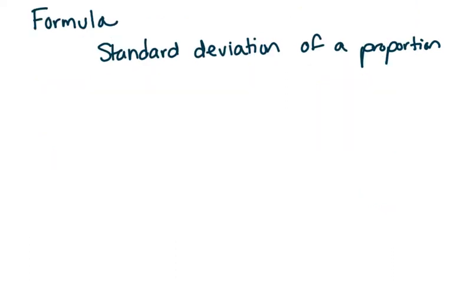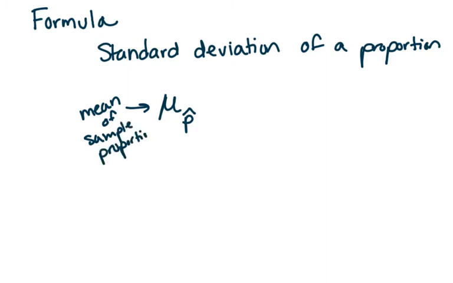Okay, so what does this mean for us? What this means for us is if we can use a normal distribution, that means that the mean of the sample proportion, so that mu symbol stands for mean. So the mean of the sample proportion is equal to the population proportion. So we can go ahead and just assume that they're equal.